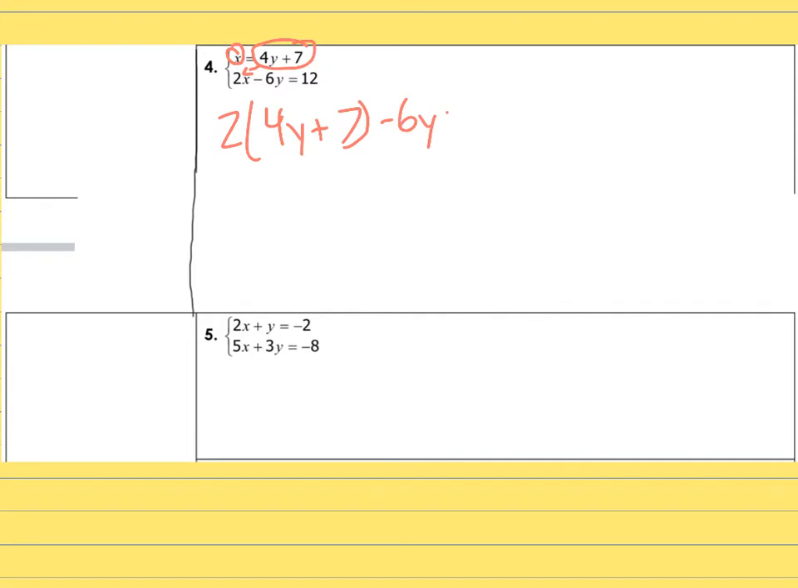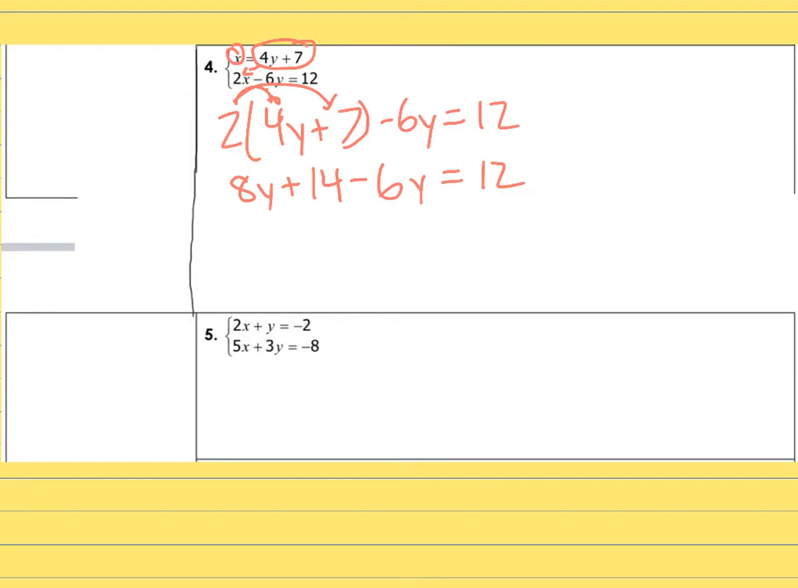Minus 6y equals 12. And because this is a binomial here, the 4y plus 7, I'm going to have to distribute. But that's nothing that we can't do. 2 times 4y is 8y. 2 times 7, positive 14. We've still got minus 6y, and we've got the positive 12 over on the right side.